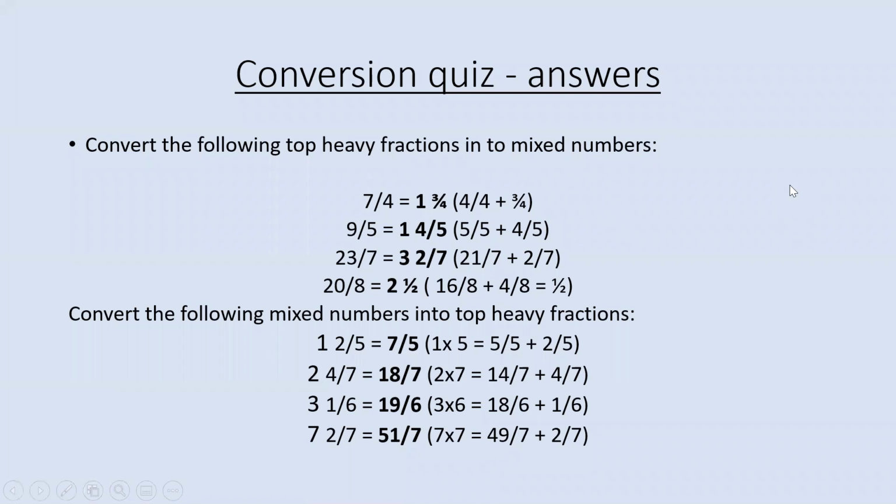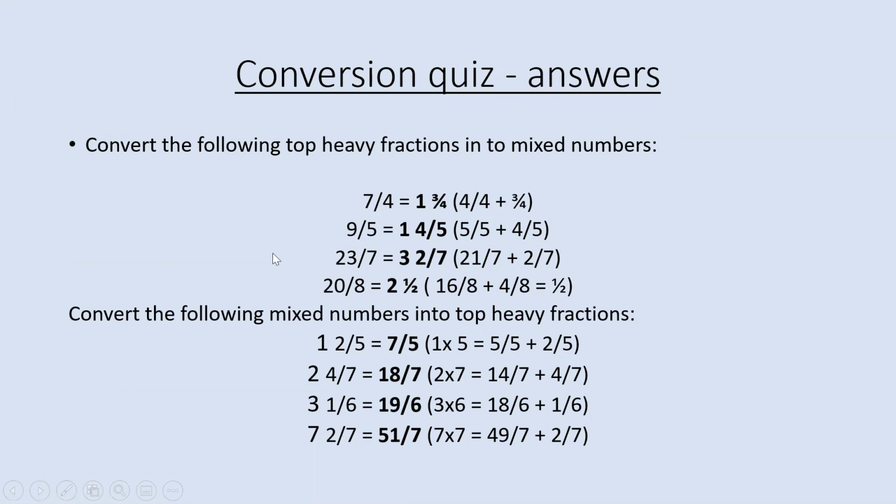Okay, so the answers that we got: 7/4 when converted to a mixed number equals 1 3/4. The 1 represents 4/4, plus we have 3/4 to add on to that, so that becomes 1 3/4. The 9/5 equals 1 4/5. The 1 represents 5/5, plus we have the 4/5 to add to that, so 1 4/5.